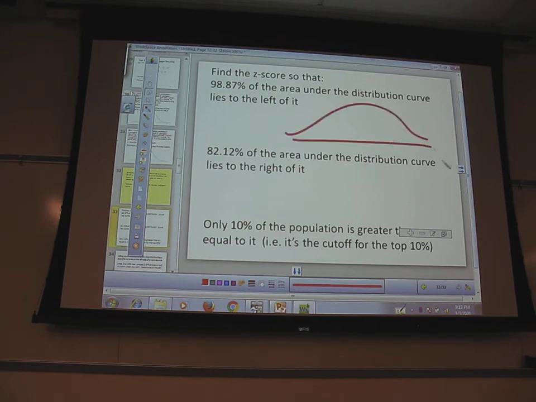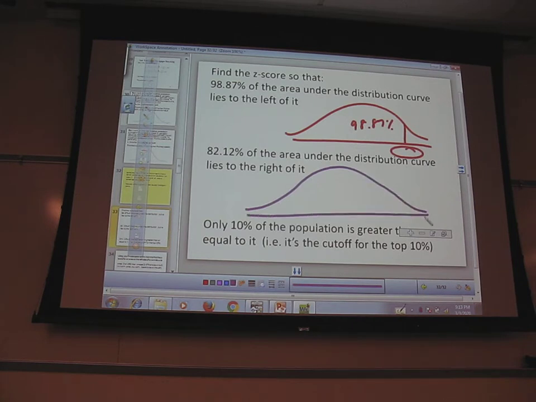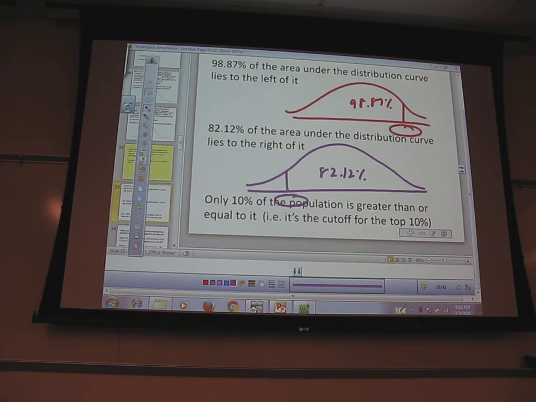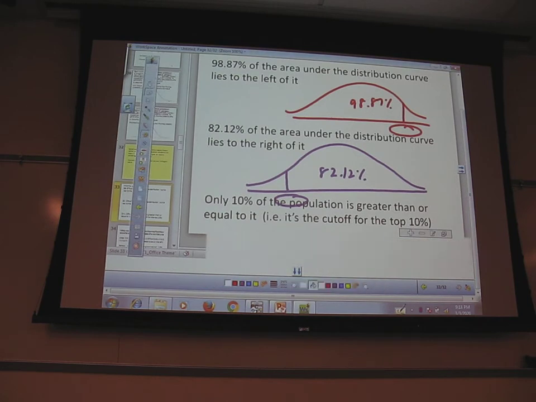Find the z-score so that 98.87% of the area under the distribution curve lies to the left of it. Keep going. So 82.12% of the area under the distribution curve lies to the right of it. And only 10% of the population is greater than or equal to it, i.e. it's cut off at for the top 10%.